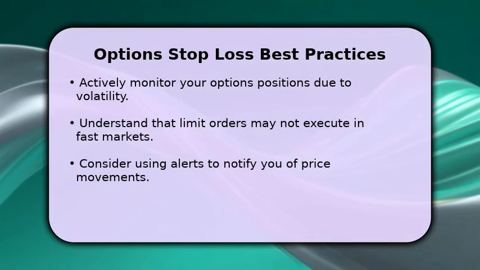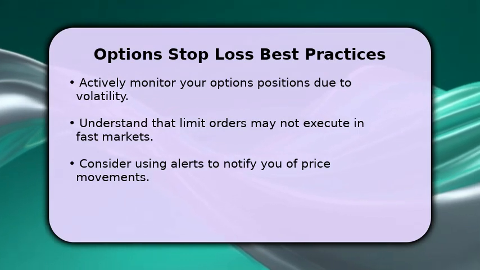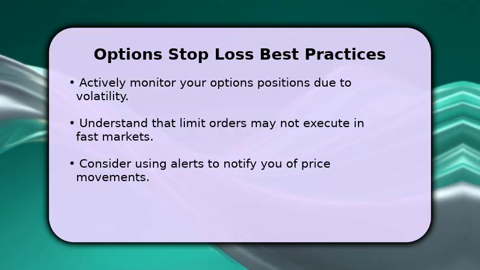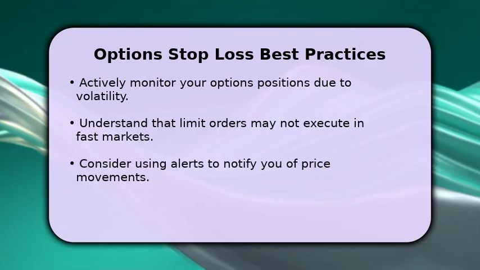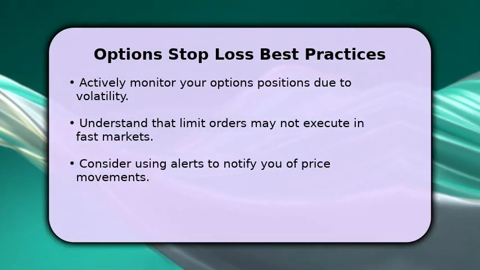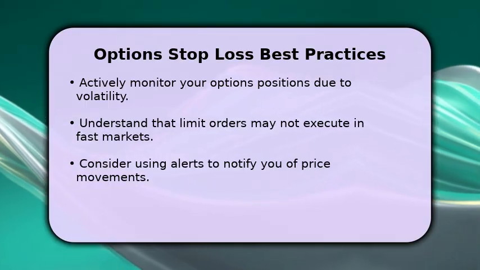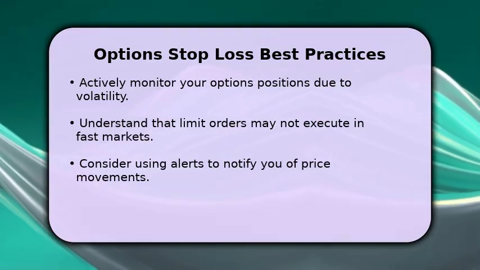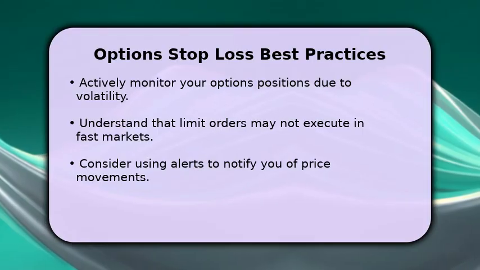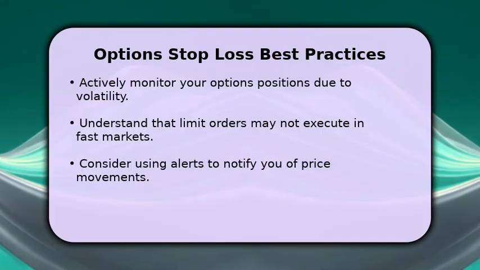When using limit orders as a manual stop loss, remember that options are highly volatile. A limit order might not execute if the price drops too quickly past your set limit, especially during rapid market movements. It's crucial to actively monitor your positions and set price alerts. This proactive approach helps you react quickly to market changes and manage your risk more effectively, even without a dedicated stop-loss feature for options.